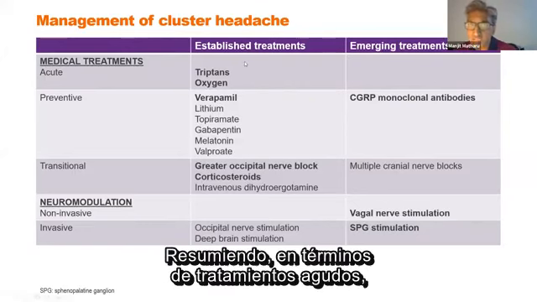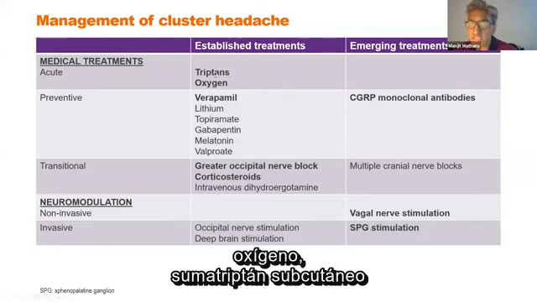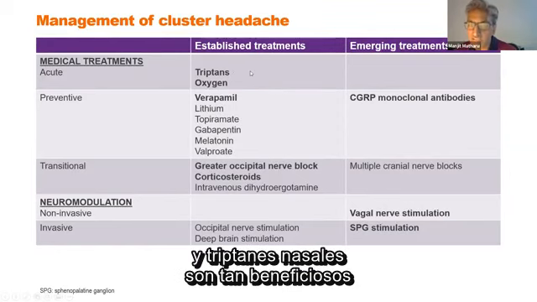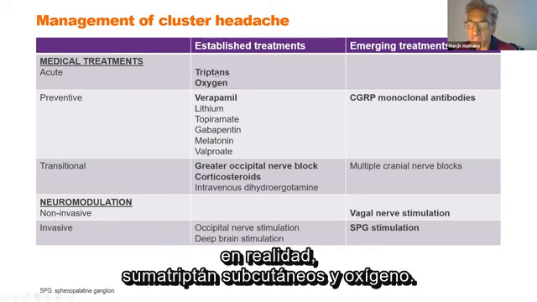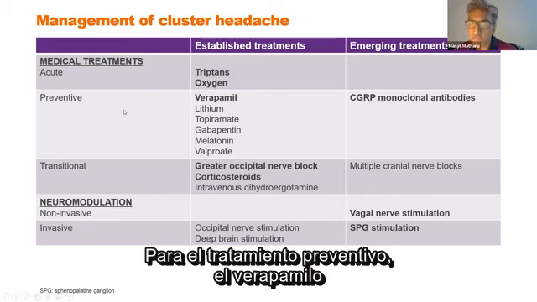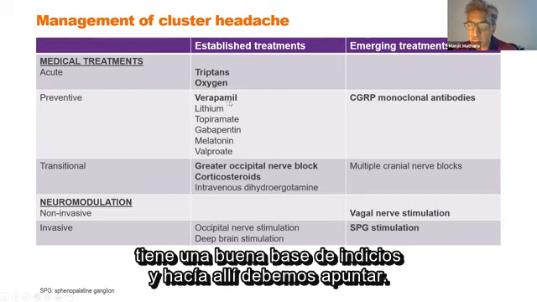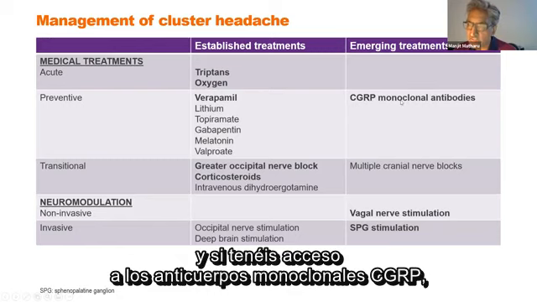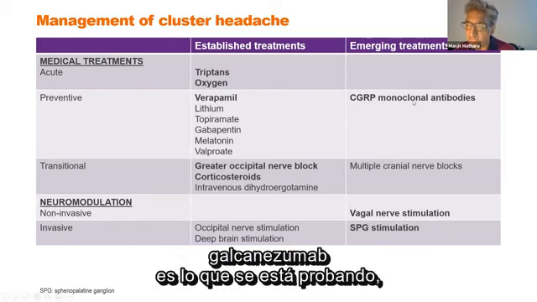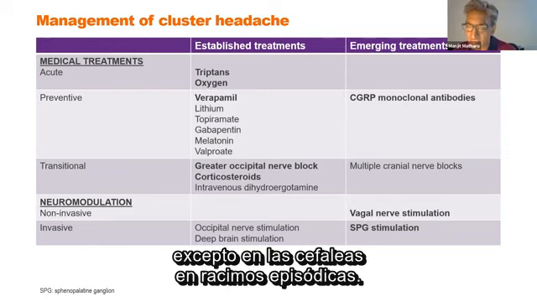In summary, in terms of acute treatments, oxygen, subcutaneous sumatriptan and nasal triptans are beneficial, and the agents of choice are really subcut sumatriptan and oxygen. For preventive treatment, verapamil has a good evidence base, and that's the place to go to. You can try out all of these other agents, and if you have access to the CGRP monoclonal antibodies, then galcanezumab is a thing to try out, but in episodic cluster headache.